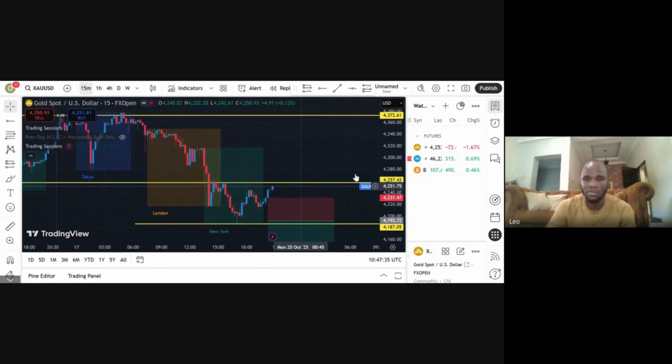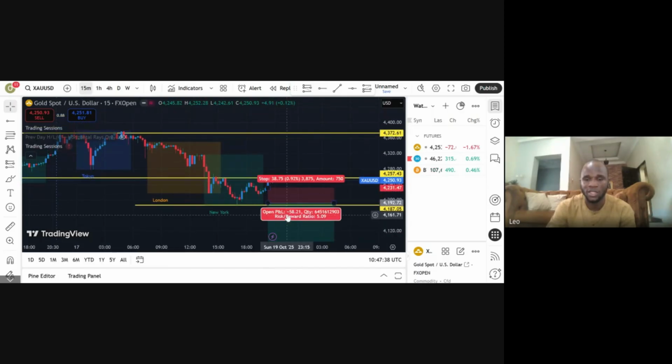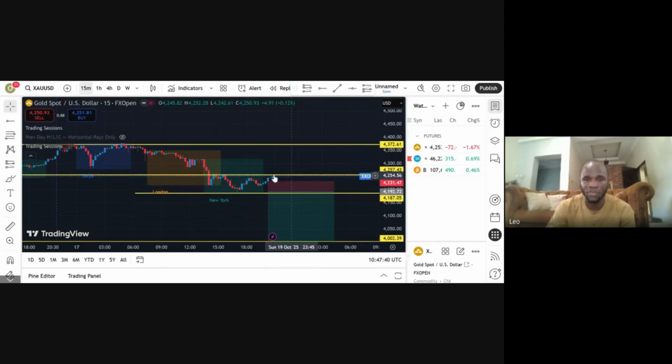So this is what I'll be expecting on gold next week. I'll be expecting at least market to break down this low. If market is able to break down this place, I expect it to keep going down to this level. So that is what I'm expecting. It's very simple.